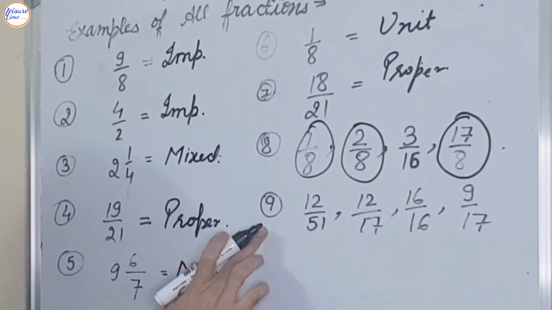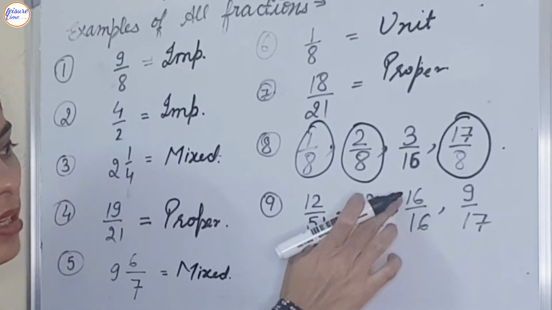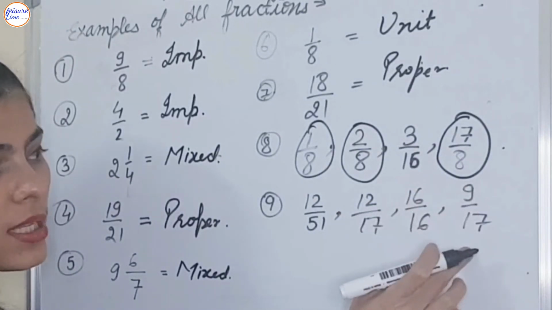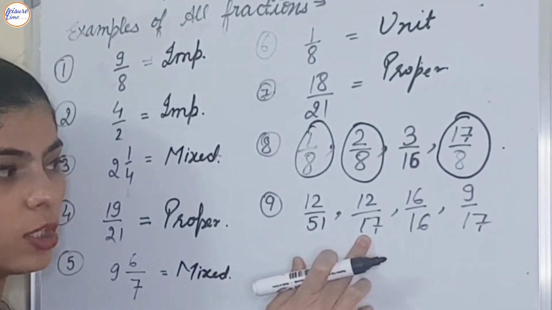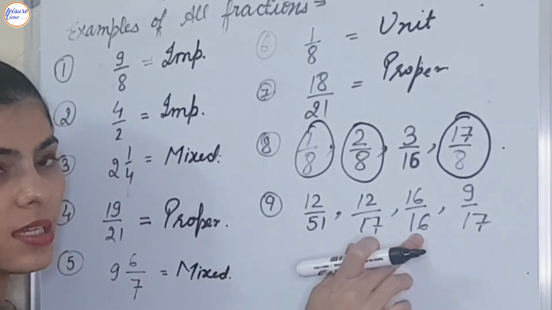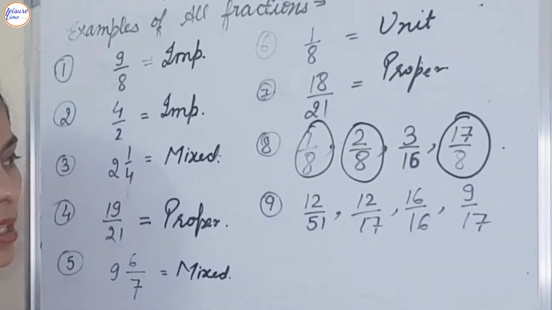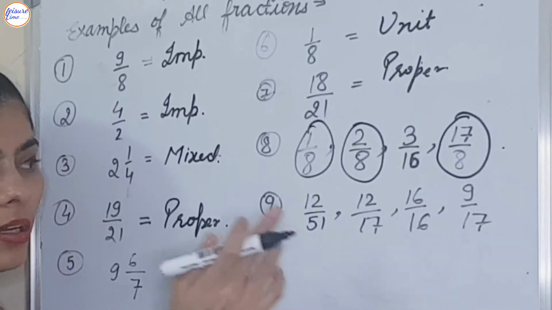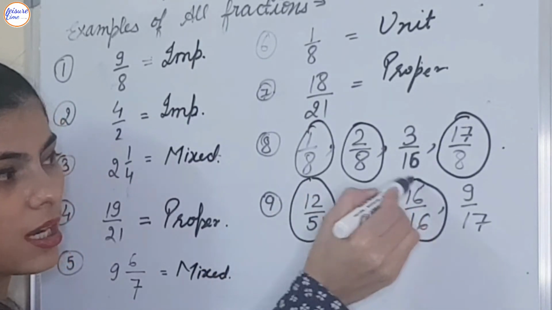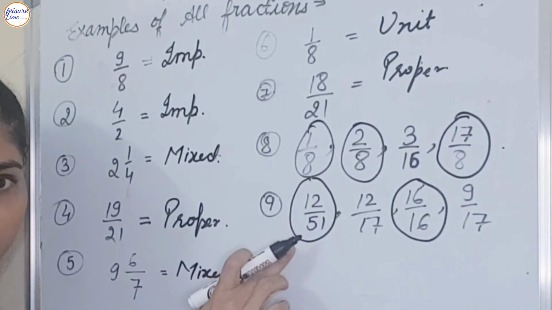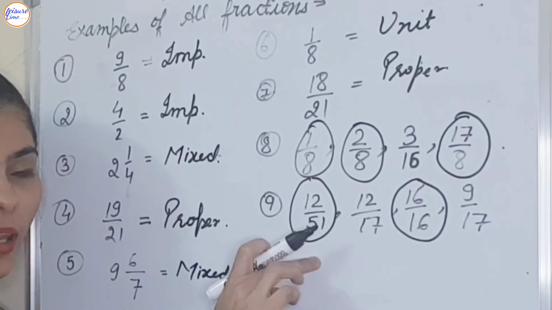Now come to example number 9: 12 by 15, 12 by 17, 16 divided by 16 and 9 divided by 17. See, here the denominator is 15, here it is 17, here 16 and here 17. If I ask how many of these fractions are unlike fractions, it means 12 by 15 and 16 by 16 are those fractions whose denominators are different. These two fractions are unlike fractions.